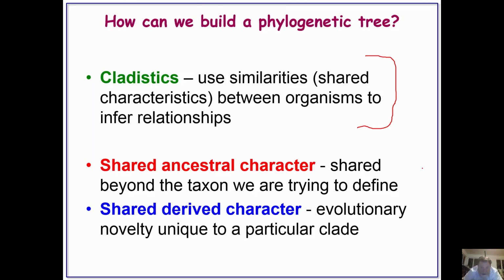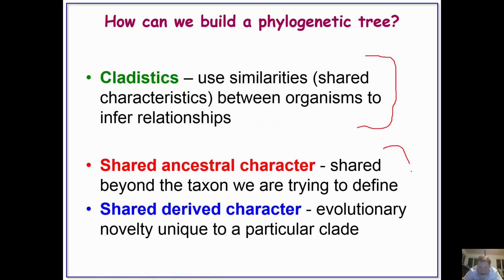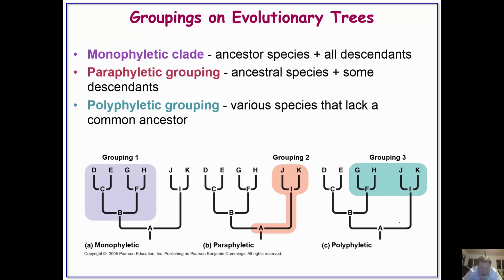An ancestral character is a character shared beyond the taxa we are trying to define. And so that would mean everyone in an area has that particular shared characteristic. And a shared derived character is an evolutionary novelty unique to a particular clade. And so it's something that only a certain group is going to have.